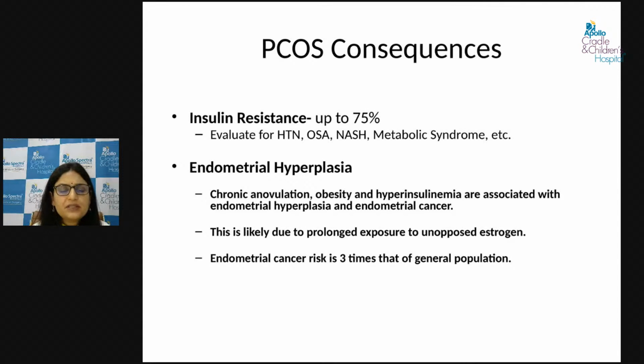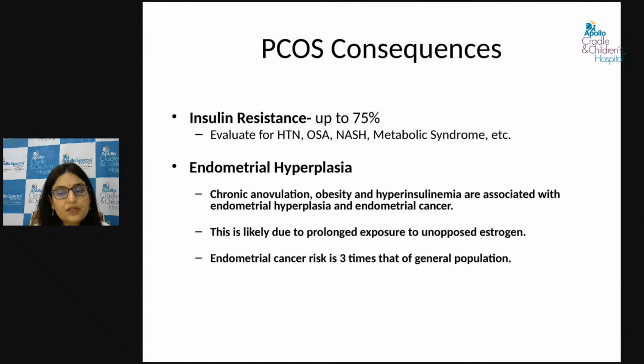So PCOS consequences: insulin resistance up to 75%, evaluate for hypertension as I said, metabolic syndrome, and endometrial hyperplasia. These are the consequences, which are really bad consequences of PCOS. So chronic anovulation causes, as I said in the previous part, periods not happening, and endometrial hyperplasia, and that can cause endometrial cancer. This is likely due to prolonged exposure to unopposed estrogen. These are the things which are happening.